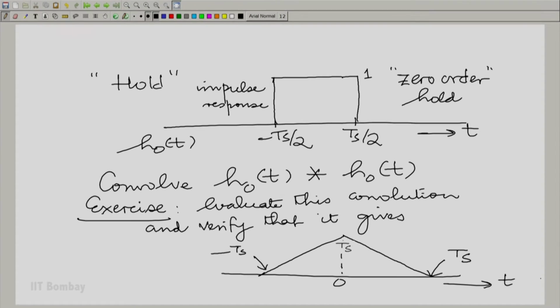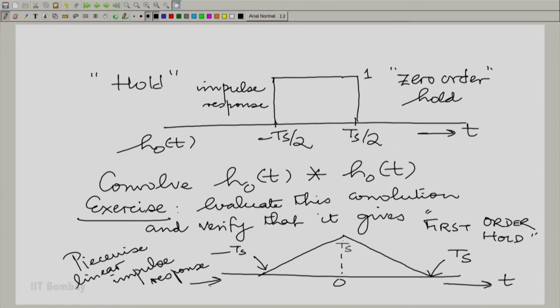Verify essentially that it gives you the same impulse response as what you need for a linear hold, what I call a first order hold. So, this is called a first order hold now. It is a first order polynomial in the independent variable. So, 0 order hold when convolved with itself gives you a first order hold, and a first order hold essentially has piecewise linear impulse response over the time axis.